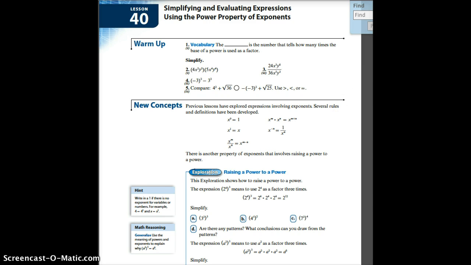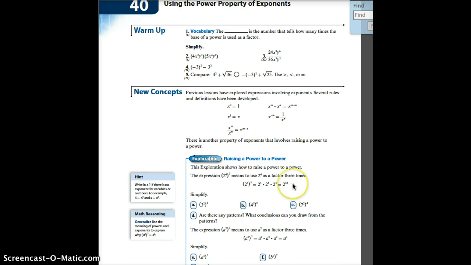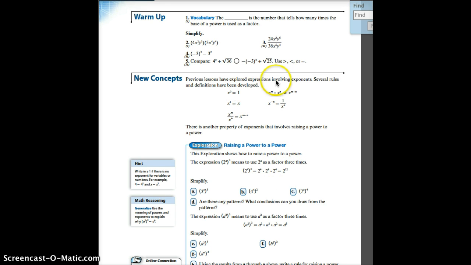Okay, everyone, this is lesson 40 for the algebra class. We are doing simplifying and evaluating expressions using the power property of exponents. Okay, so go down to the new concepts here. Previous lessons have explored expressions using exponents. Several rules and definitions have been developed.